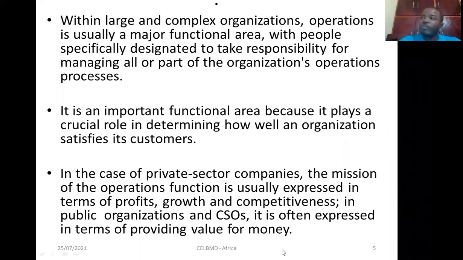Now, for private sector companies, the mission of the operations function is generally qualified in terms of the revenue that they bring, the profits that they make, the amount of growth that they're able to deliver, the worth of that which they're able to sell and grow and compete with others in the same practice, on the one hand, while in public organizations, and civil society organizations, this is expressed usually in the form of the impact that is created, the achievement of the objective for which that was created, meaning providing value for money, not necessarily trading it for cash and profit, but towards satisfying a social imperative for which that product or service is destined.